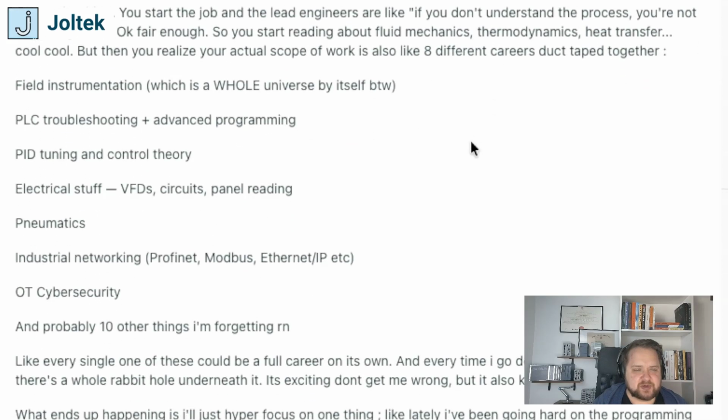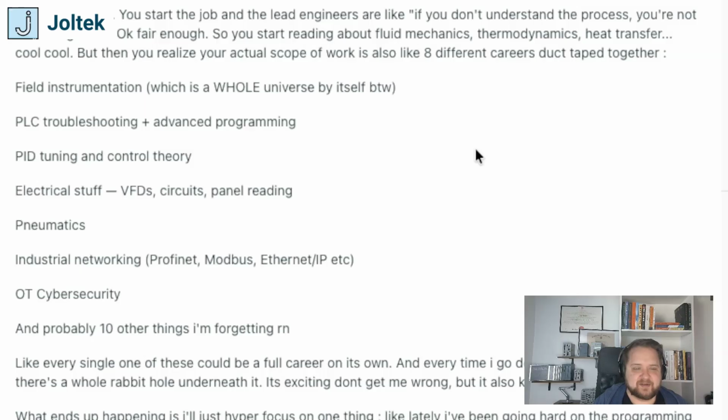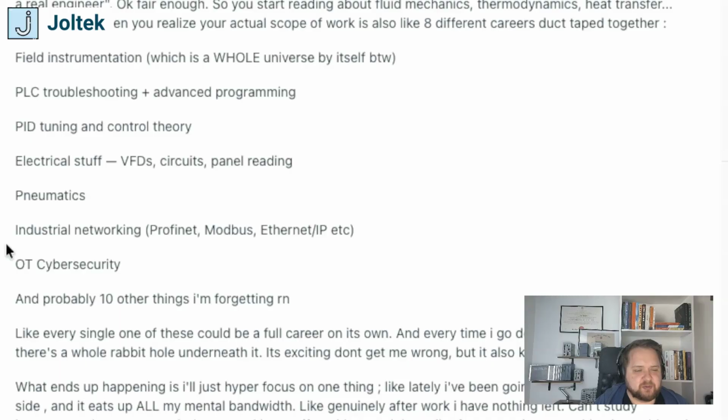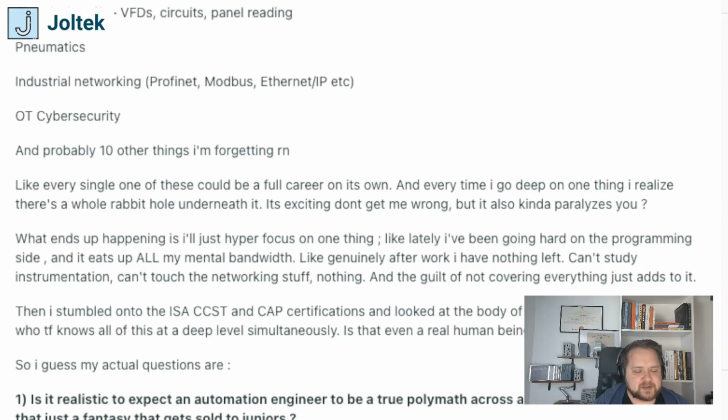Here's the thing: you start the job, the lead engineers say, if you don't understand the process, you're not a real engineer. Okay, fair enough. You start reading about fluid mechanics, thermodynamics, heat transfer. Cool. But then you realize your actual scope of work is like 8 different careers duct taped together. And this is a general meme in industrial automation and manufacturing. So: field instrumentation, PLC troubleshooting, advanced programming, PID tuning, control theory, electrical stuff, pneumatics, industrial networking. He lists a few protocols: Profinet, Modbus, Ethernet/IP, etc., OT cybersecurity, and probably 10 other things I'm forgetting right now.